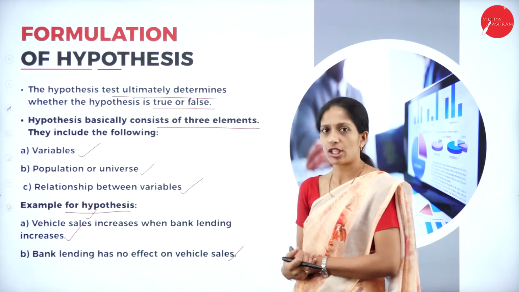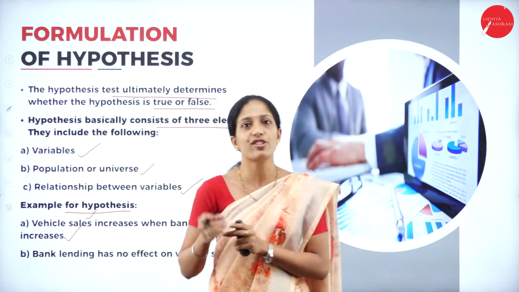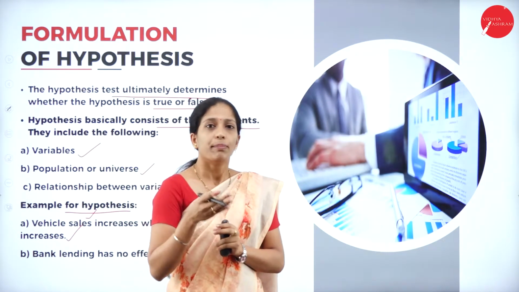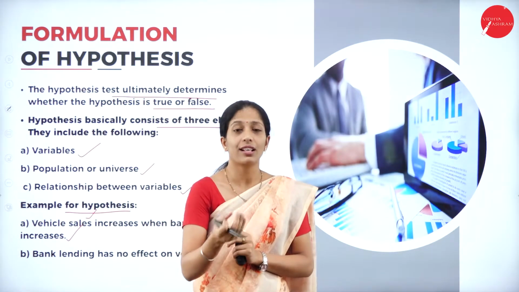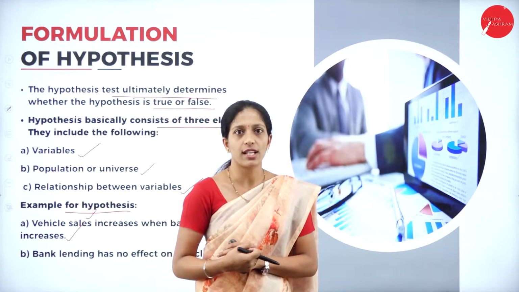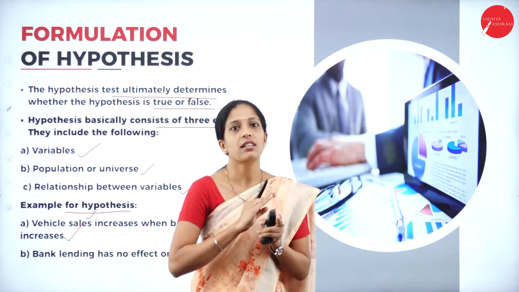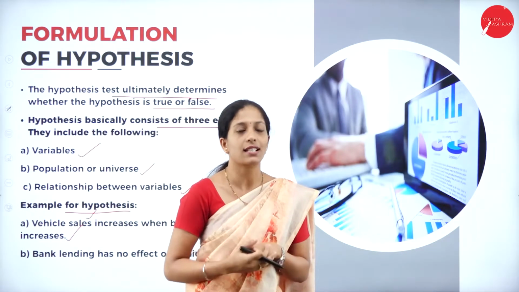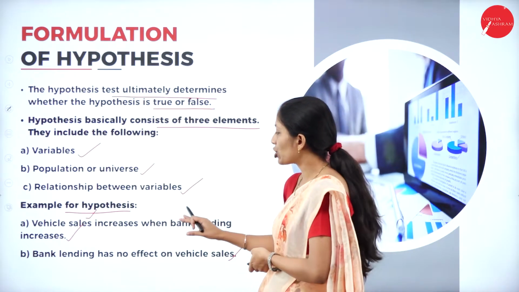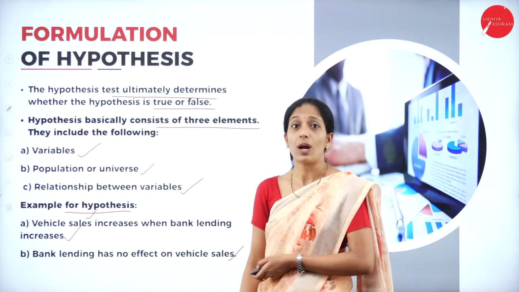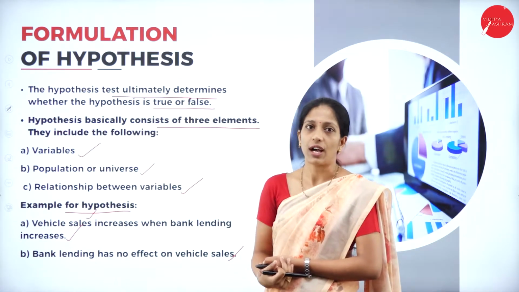But the other assumption tells that there is no such effect, since there are certain other sources also. There are buyers who have their own money, they need not borrow from the financial institutions. So, here if the bank lending increases, it does not influence the increase in the sales volume of the vehicle. So, these are the two assumptions made, which are known as what? Hypothesis. Hope you are clear with the formulation of hypothesis.